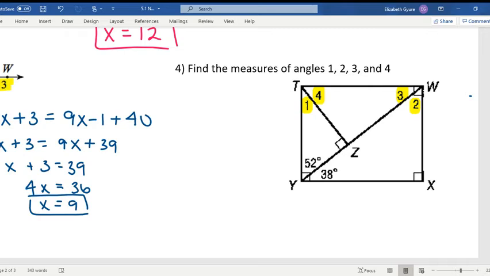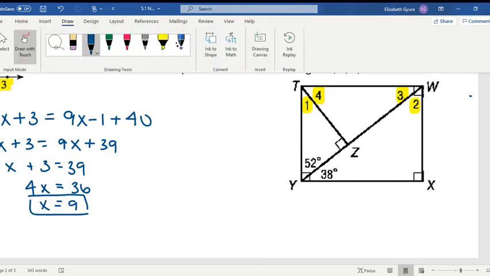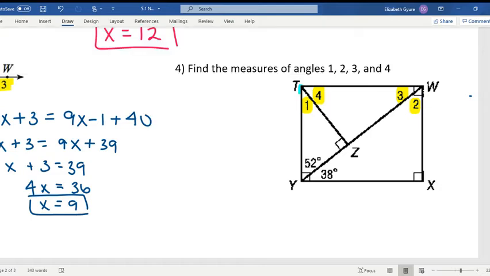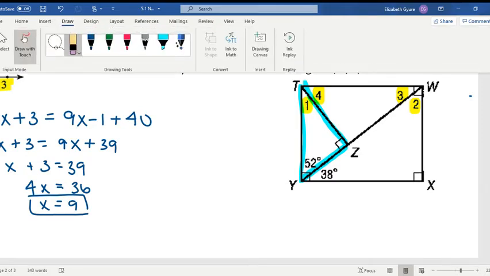Bridger? Exactly. We have a little triangle happening inside of our picture here, right? Bridger said we had a 90-degree angle, we had a 52-degree angle. Can you add those up and subtract from 180 to find the missing angle? Yeah, so that's what we're going to do to find angle 1.